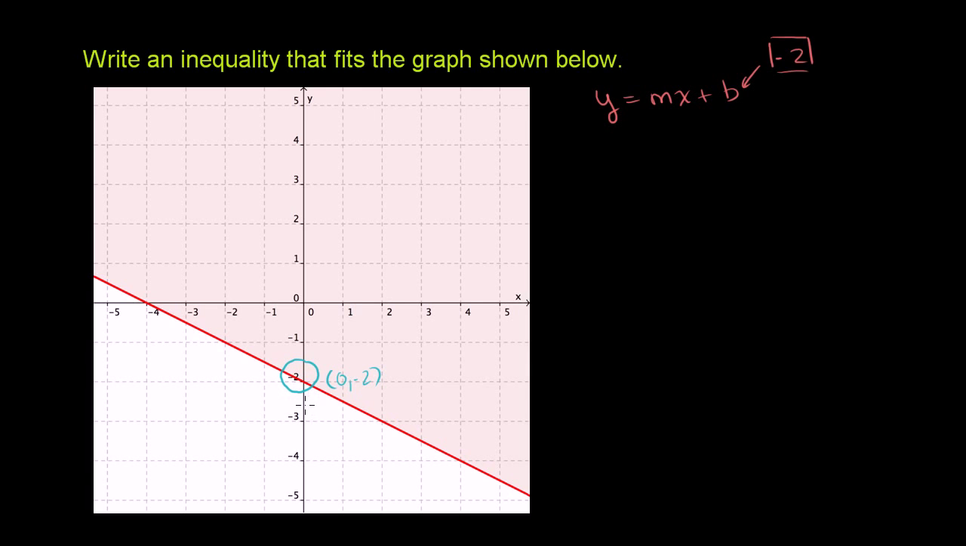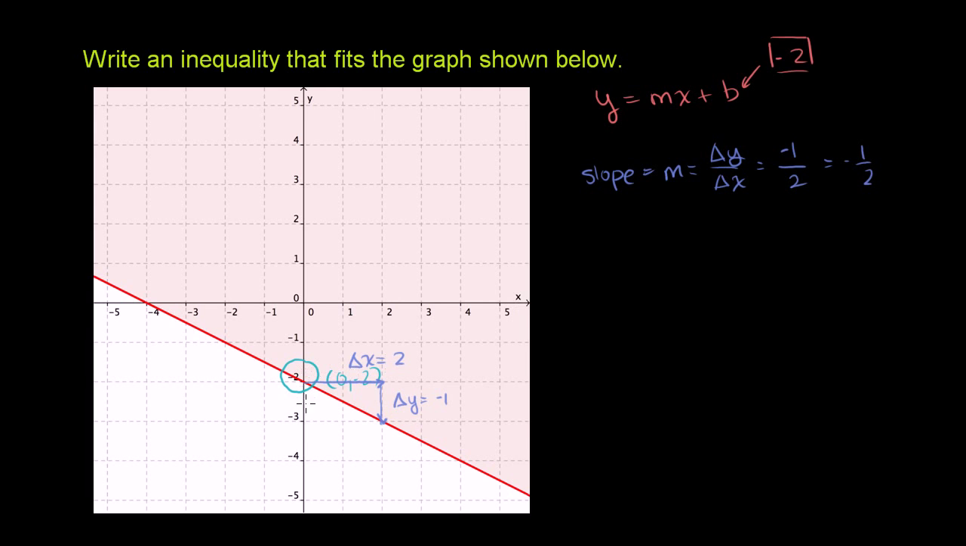If we move 2 in the x direction, if delta x is equal to 2, if our change in x is positive 2, what is our change in y? Our change in y is equal to -1. Slope, or this m, is equal to change in y over change in x, which is equal to, in this case, -1 over 2, or -1/2.